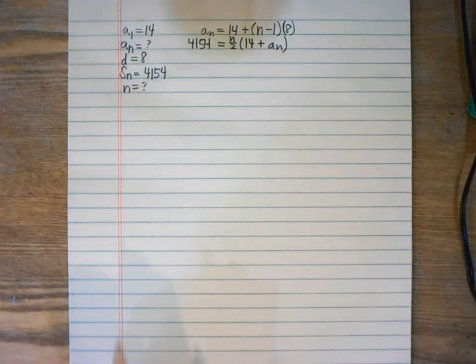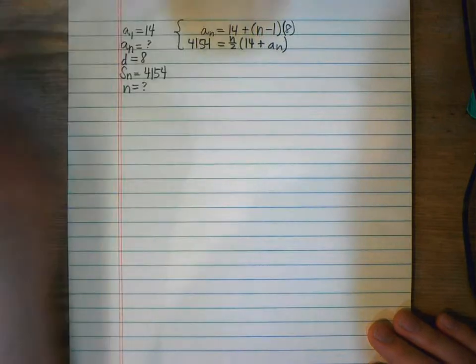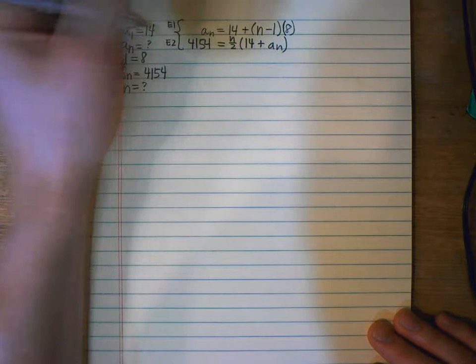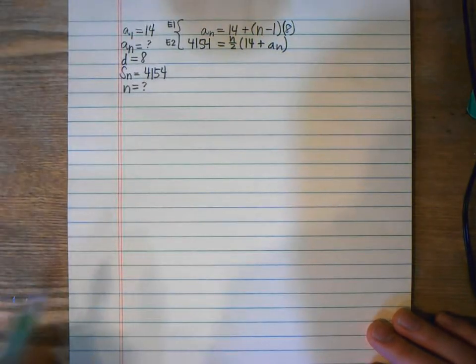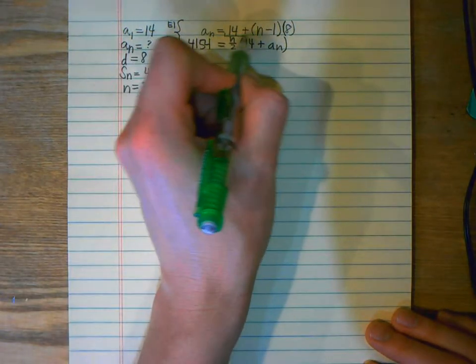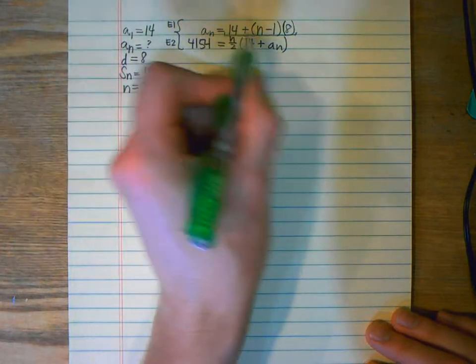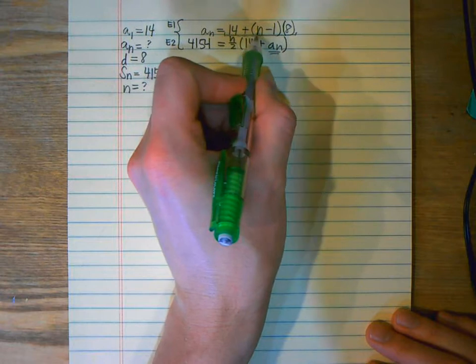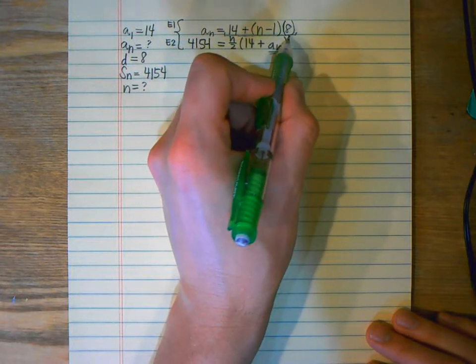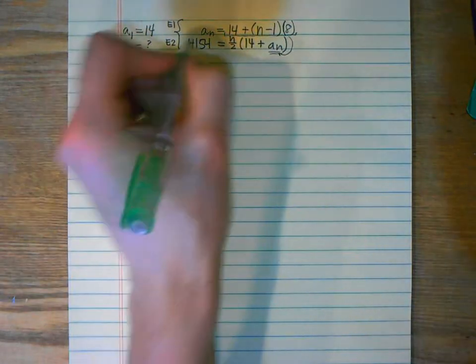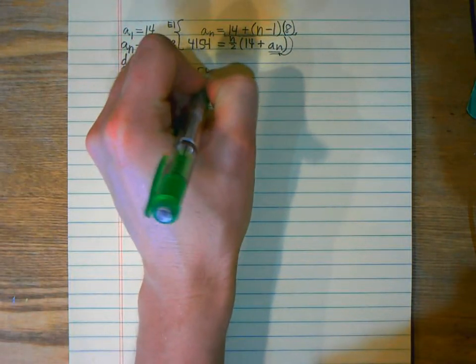Now, I'm trying to solve this system, and if you think back to Algebra 1, I have equation 1 and equation 2, and if I think about what's isolated in equation 1, I have a sub n all by itself, which means I can substitute this entire value in equation 2 for this a sub n. So the 14 plus parentheses n minus 1 times 8 is going to substitute down into equation 2 for a sub n, and that's going to give me this new equation to work with.